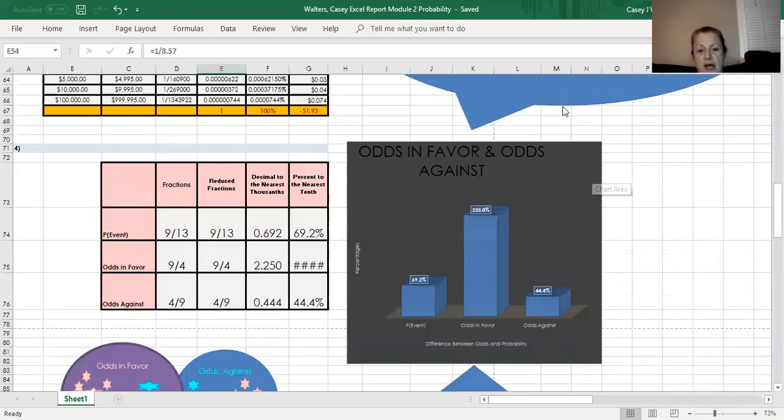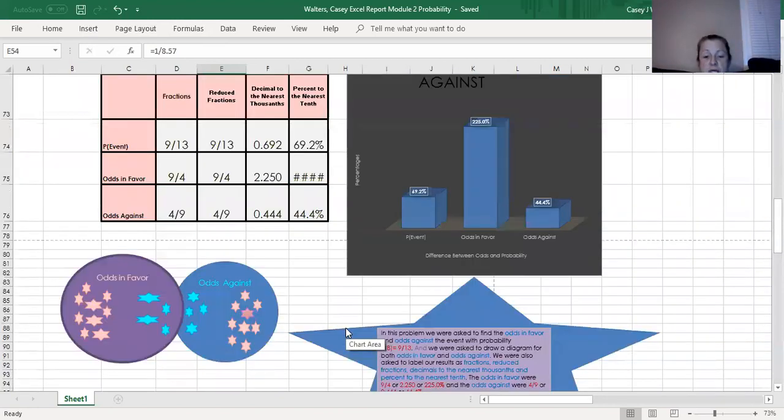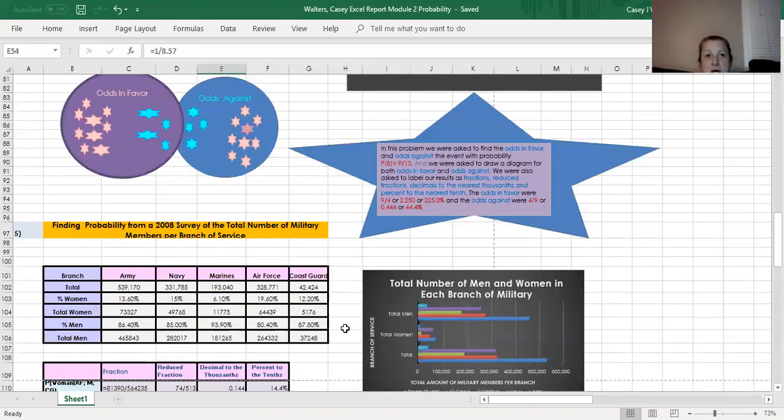So over here is our table, and then odds in favor and odds against. I have actually utilized the graphing option for our tabled results, and here I have a bar graph that also shows the answers. And then I also went a little step further, and I made an imagery that is really similar, since I've really gotten to like Venn diagrams.